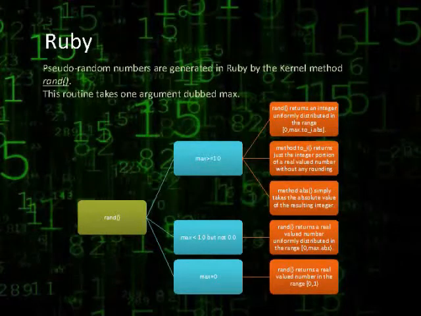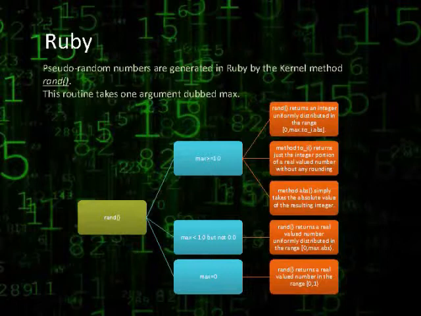Let's now look at Ruby. Pseudo-random numbers can be generated in Ruby by the kernel method rand. This routine takes one argument dubbed max. If the magnitude of max is greater than or equal to 1, then rand returns an integer uniformly distributed in the range 0 to max.